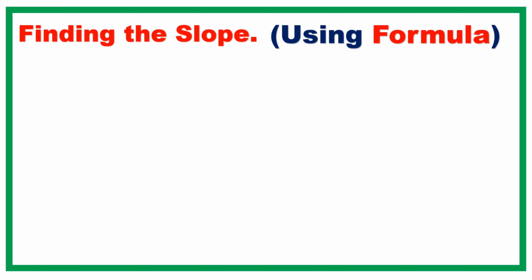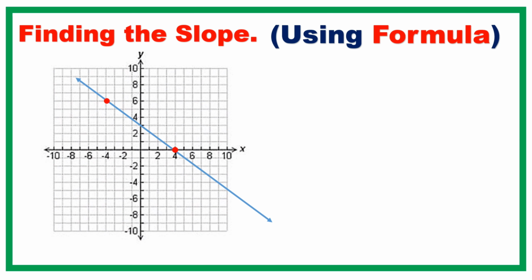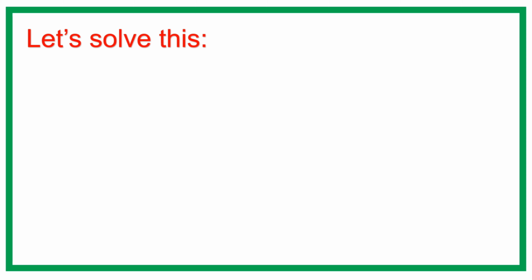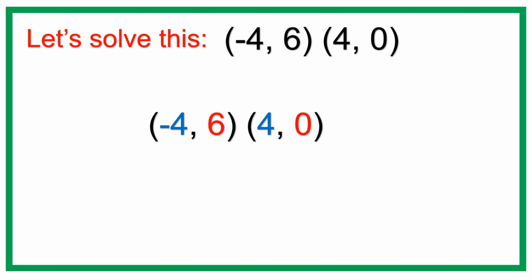Now, let's find the slope using the formula. We have here the points (-4, 6) and (4, 0). How are we going to do this? Let's solve this using the formula. I have color-coded this: -4 blue, 6 red, 4 blue, and the 0 red. Why? So we can easily identify them.